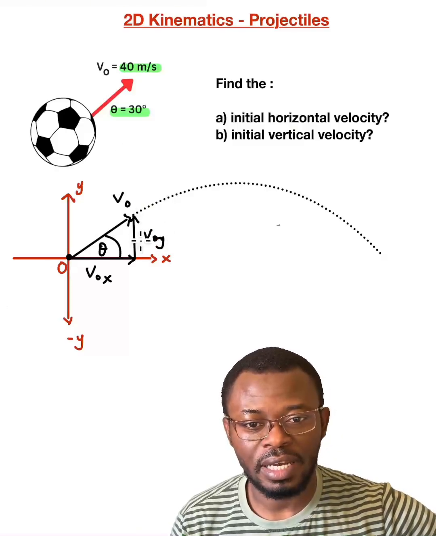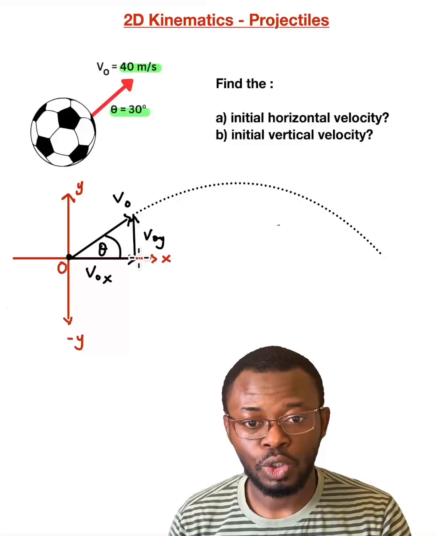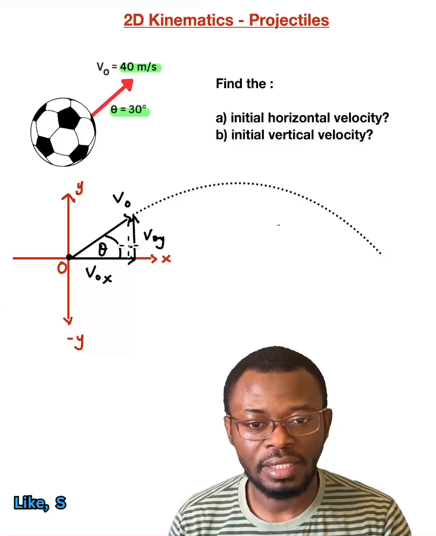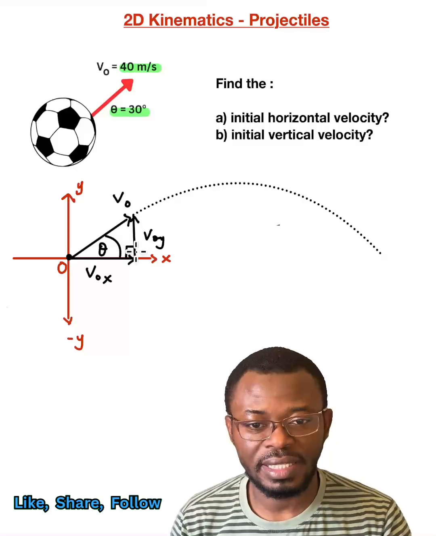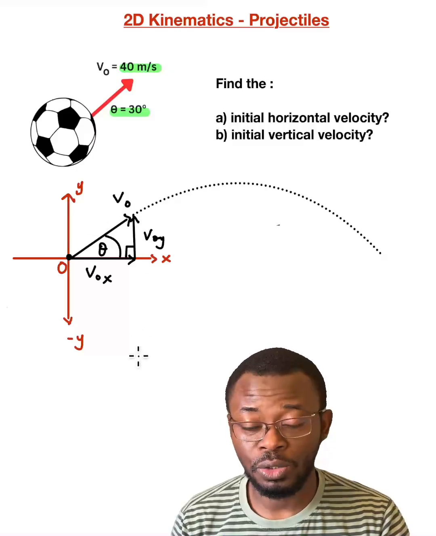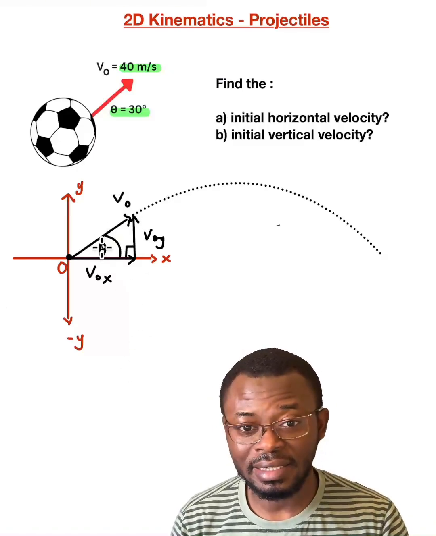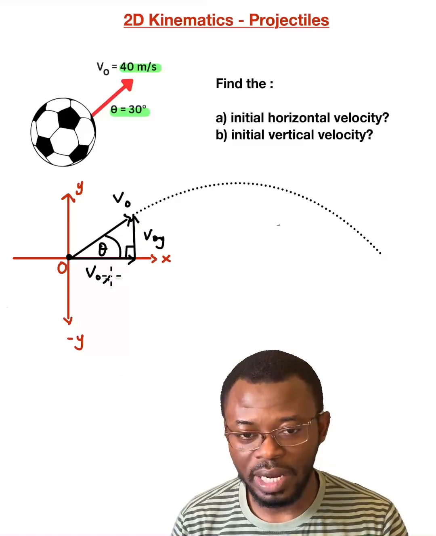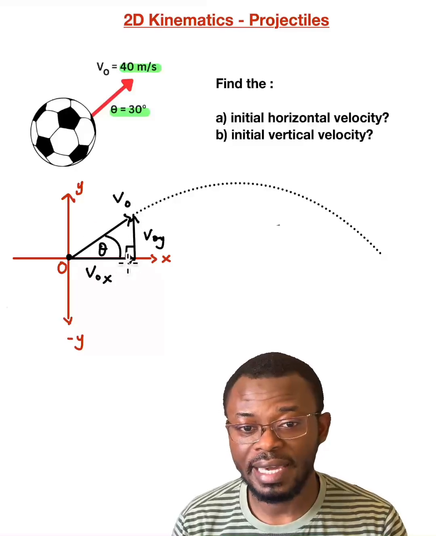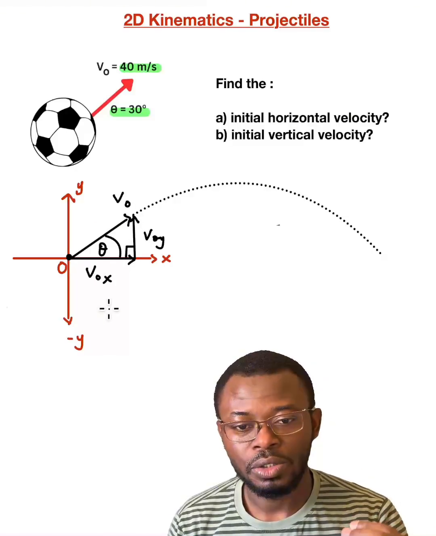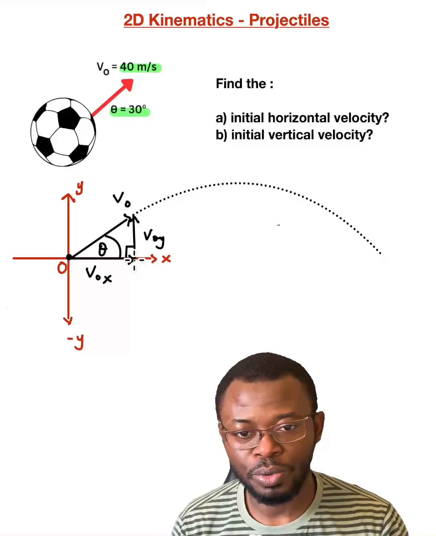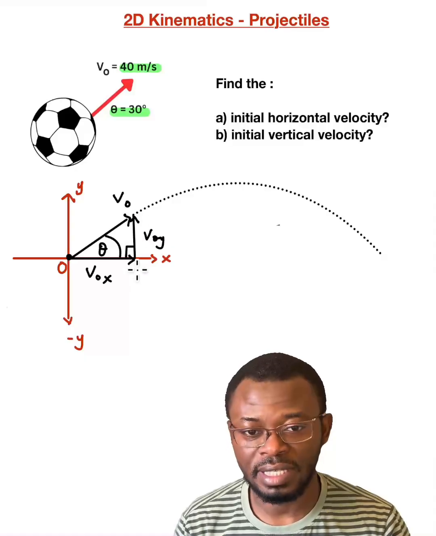If you look at this vector, v naught, we have resolved it into the horizontal component and the vertical component. So we have a right triangle. With these two vectors making a right triangle, this becomes the hypotenuse. We can apply trigonometry, which relates this angle to any two sides of this triangle. We can also apply the Pythagorean theorem, which relates all three sides. So let's see how to use trigonometry to determine v naught x, which is the horizontal component, and v naught y, which is the vertical component.